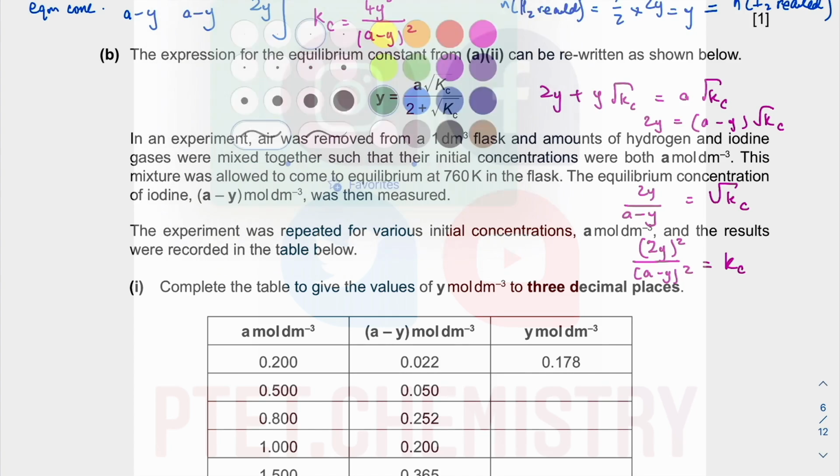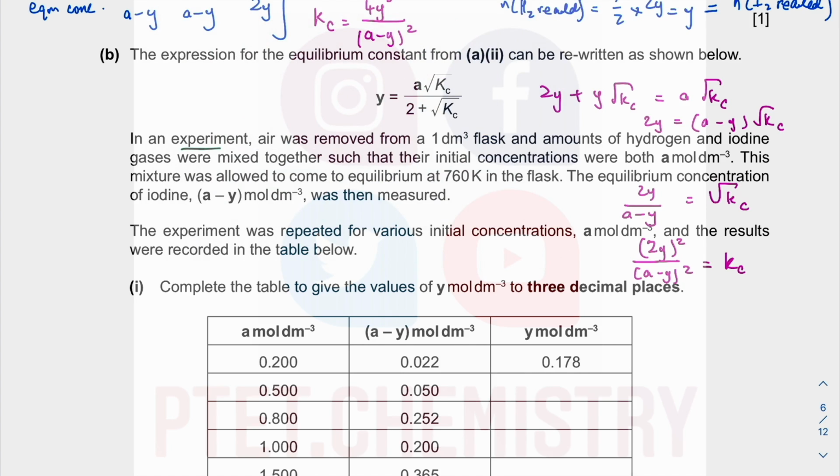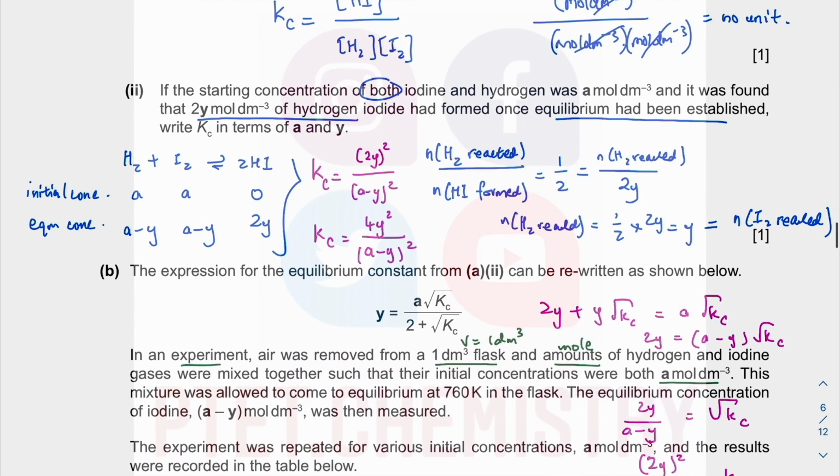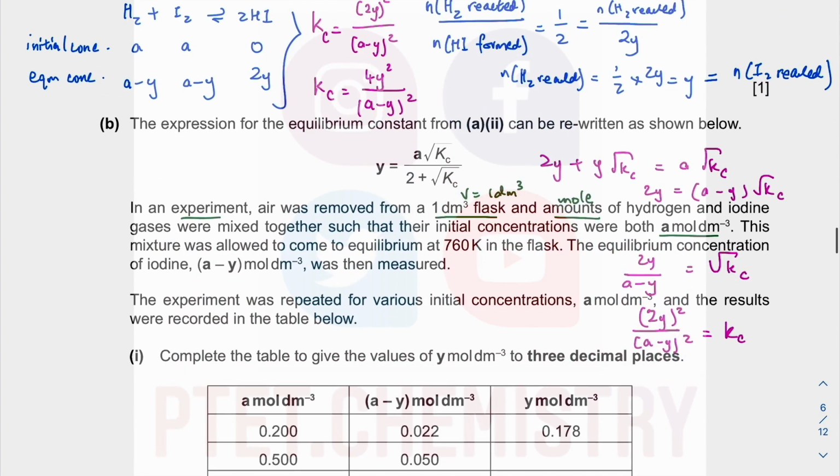So in an experiment, you remove A from a 1 dm cube flask. So your volume is 1 dm cube. The amount, meaning the mole, of hydrogen and iodine gas were mixed together. Then you get the initial concentration as whatever I've told you just now, A mole per dm cube. You're allowed to come to equilibrium. This is at a particular temperature, 760 Kelvin. So room temperature is 298 Kelvin, that is 25 degrees Celsius. So that's 25 plus 273. Alright, so this one in degrees Celsius is 760 minus 273. Equilibrium concentration of iodine, A minus y, was then measured.